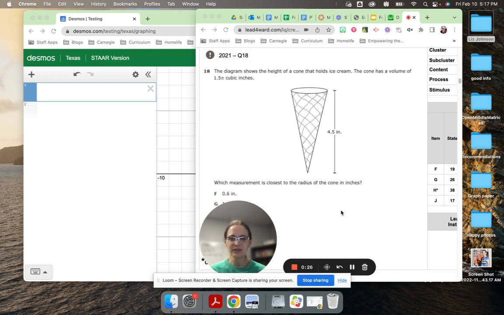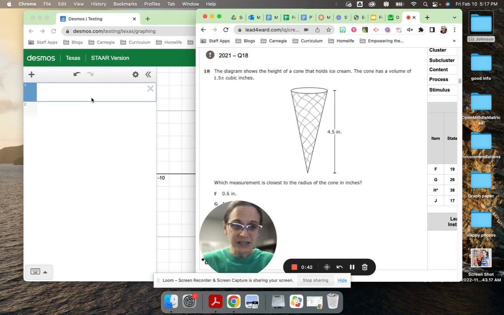All right, so we know the volume. We want to find the radius. Can you imagine ordering ice cream that way? Hello, sir. I'd like to have 1.5 pi cubic inches of ice cream, please. Well, anyway, that's how much is going to fit in this cone. And what we want to know is the radius. We know the height because it's labeled in the diagram.